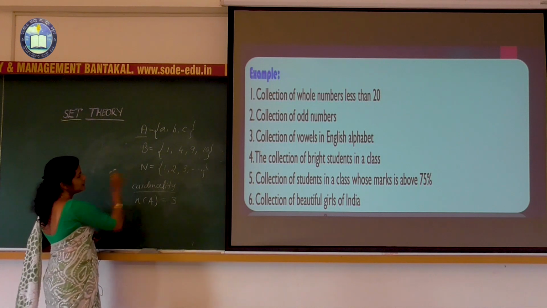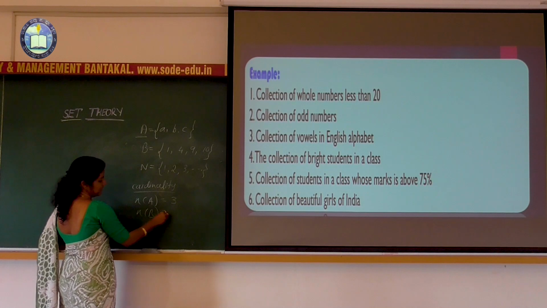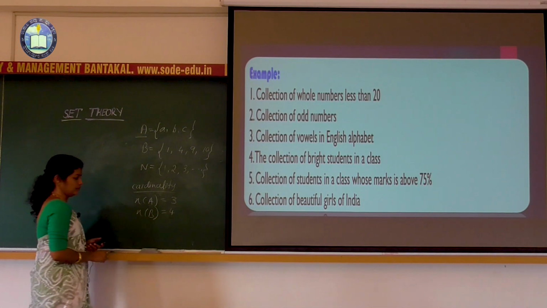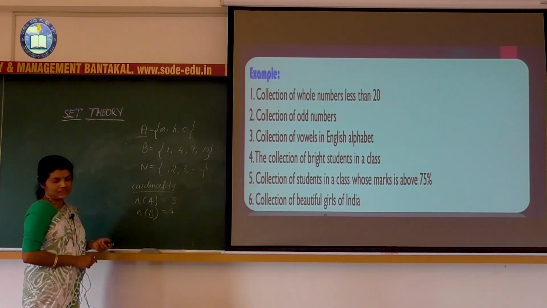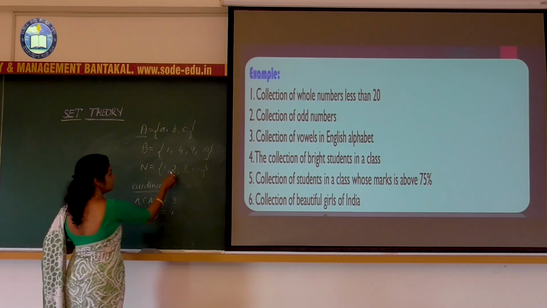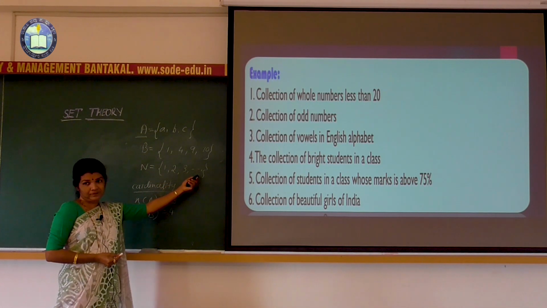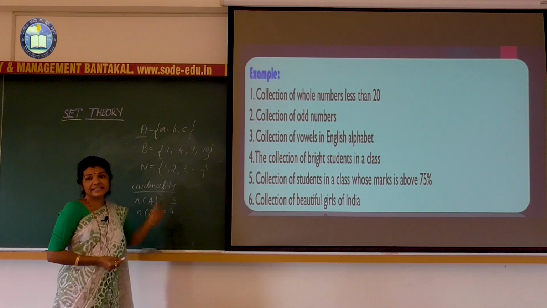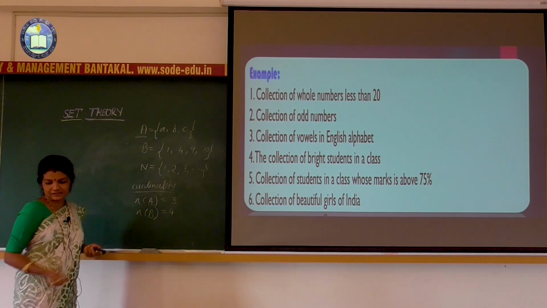Consider B. Set B has 4 elements, so the cardinal number of B, n(B), is 4. Now take the set of natural numbers. Here we can list the elements, but the list does not end. So we cannot write the cardinality, because it is an infinite set.